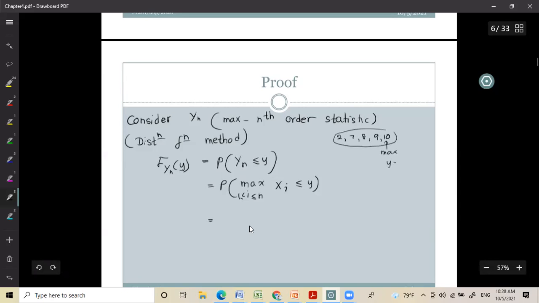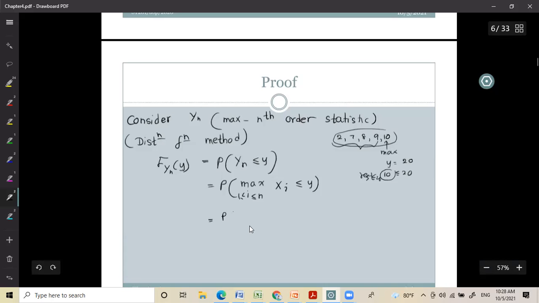Now if our y is 20, you can see that 10 is less than or equal to 20. When 10 is less than or equal to 20, the other values are also less than the maximum, because 10 is the max. All the others are less than that. So when the max is less than 20, obviously the rest will also be less than 20. Right? It is very clear.